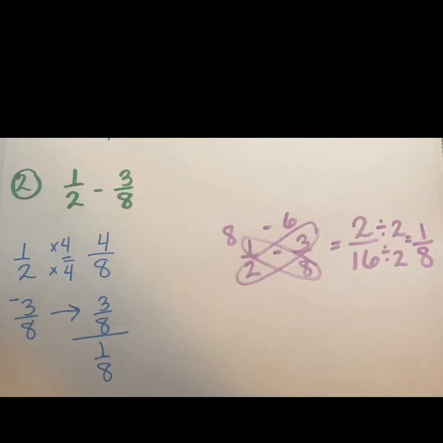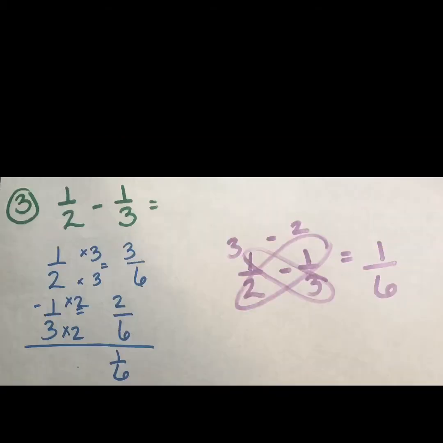Okay, number 2. The first way I made an equivalent fraction with eighths. 1/2 equals 4/8. 4/8 minus 3/8 is 1/8. The other way is butterfly method. You can choose either way. Cross multiply. 8 times 1 is 8. 2 times 3 is 6, and you subtract. 8 minus 6 is 2. The denominator would be 16, so 2/16. That is not in simplest form. 2 goes into both, so divide top and bottom by 2, which equals 1/8.